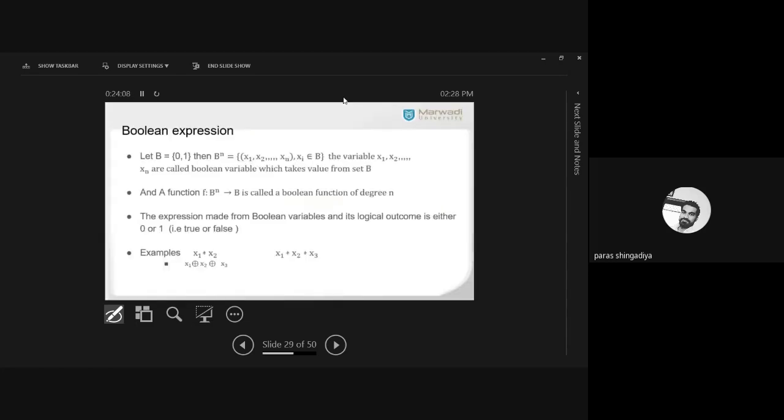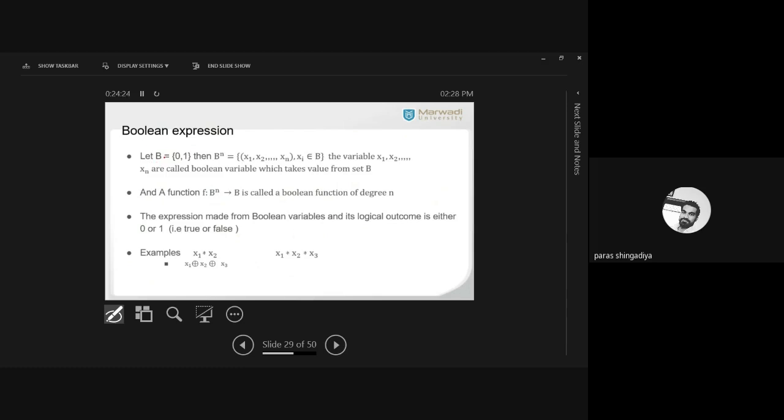Clear? Now the next topic is Boolean expression. So first we'll give a definition, and after that we'll check how to create a Boolean expression. Okay. So here, what is the meaning of Boolean expression?